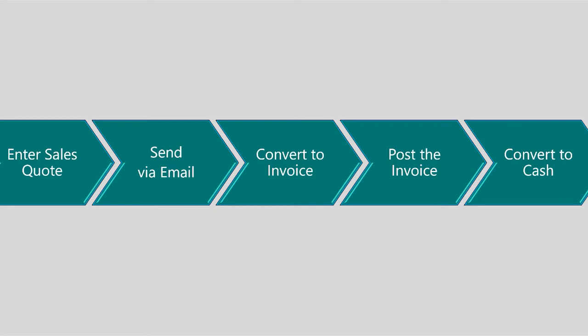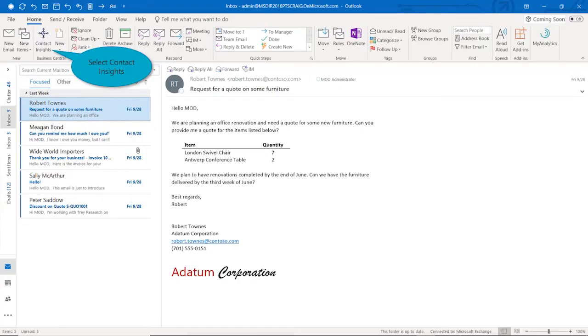We'll send it via email. I'll convert that quote once it's been approved by the customer. I'll convert that to an invoice. We'll then post the invoice and convert to cash. Now, again, keep in mind this entire business process, very common for most organizations, is being managed entirely through the integration between Business Central and Microsoft Outlook. Let's begin by entering a sales quote.